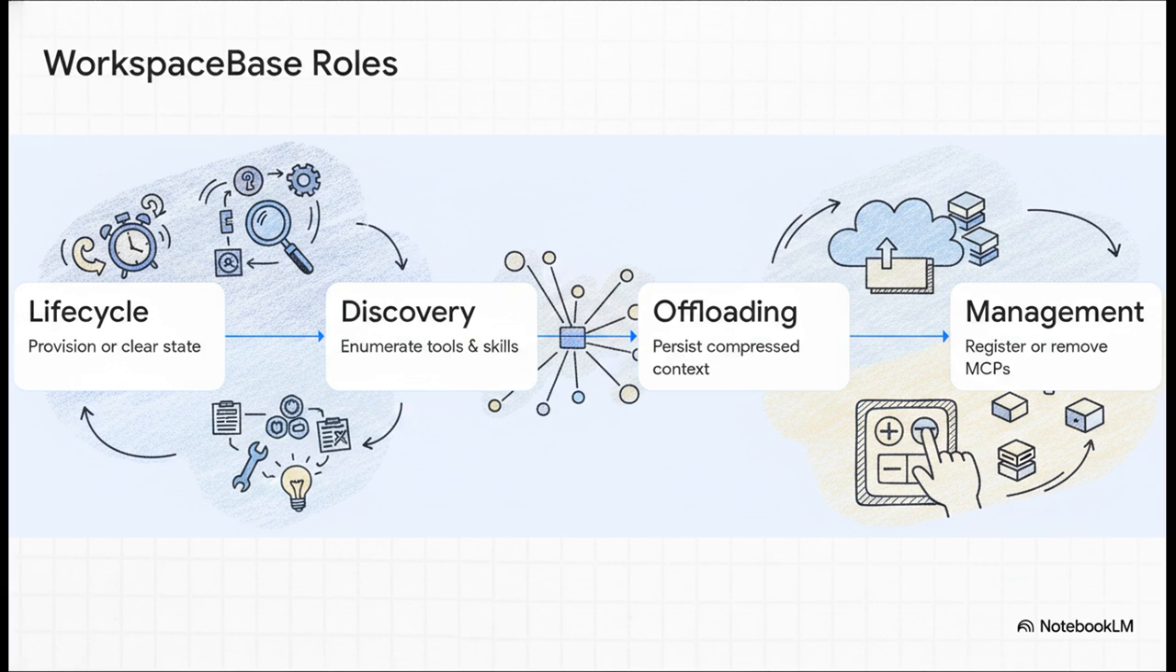Second is discovery, which lets the agent automatically enumerate available tools and skills. Third, it standardizes that offloading for the compressed context we talked about earlier. And fourth, it handles dynamic management. This means you can register or remove MCPs and skills completely on the fly. This structural consistency is really what makes the whole framework so powerful.